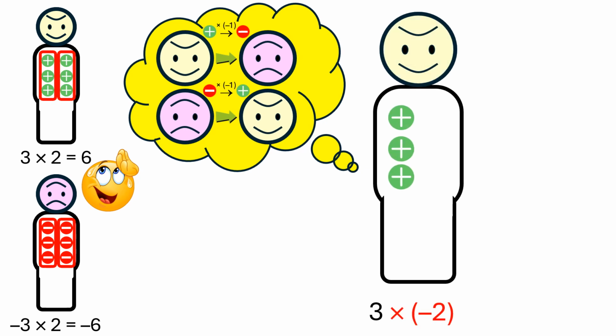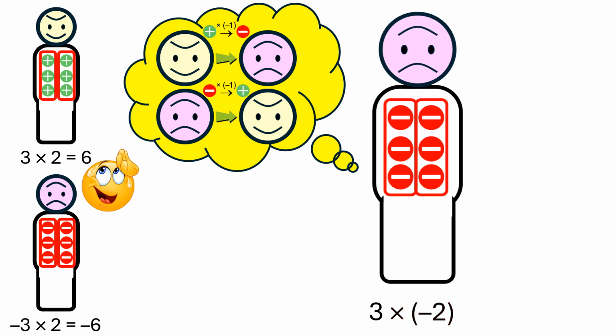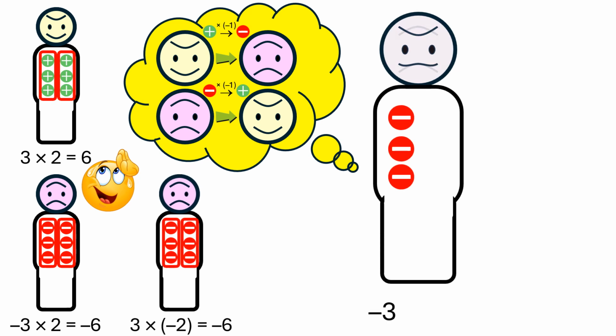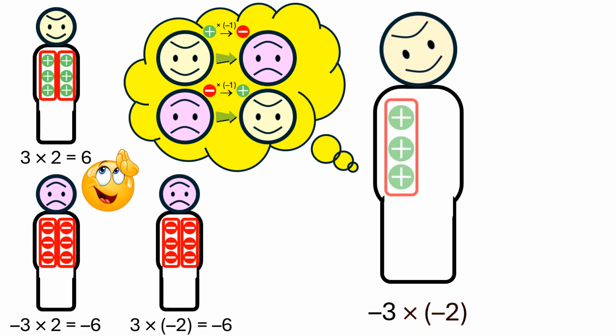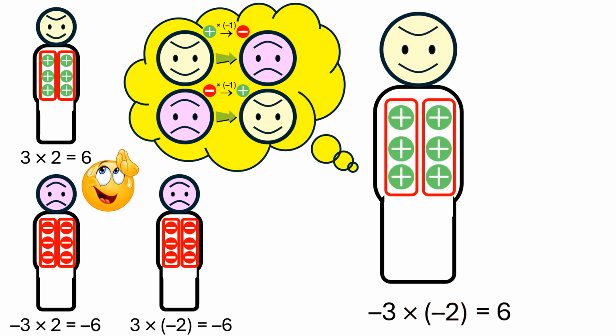Remember, multiplying by the negative changes all the units in the face, and the 2 doubles the impact, so we have negative 6. How about negative 3 times negative 2? Again, remember that multiplying by the negative changes all the units in the face, and the 2 doubles the impact, so we have positive 6.